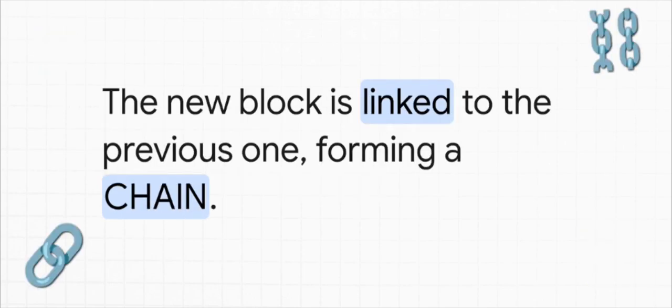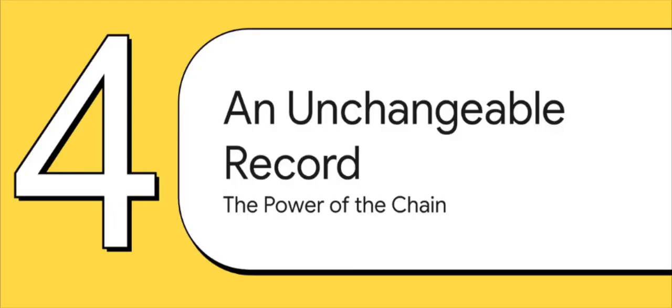And this is the magic trick. Step three, that brand new sealed block gets cryptographically linked to the block that came right before it. It creates a chain of dependency. Each block is essentially holding hands with the one before it, forming a chain of blocks. And that's exactly where the name blockchain comes from. This simple but brilliant structure of blocks linked into a chain is what gives this technology its superpower. It's the feature that finally solves our big problem of trust.